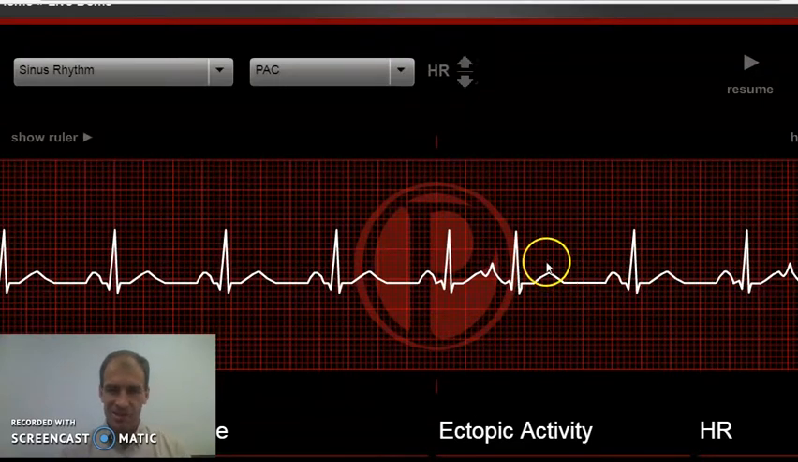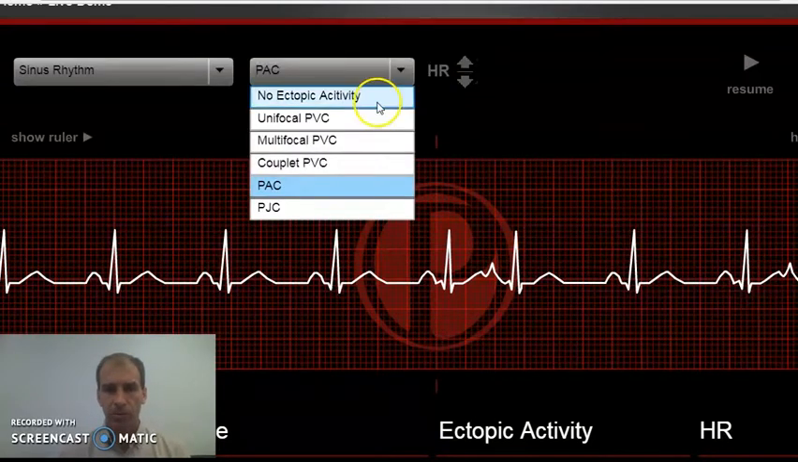I mean, okay, this didn't start at the SA node. It started somewhere else in the atria. Okay, but it still started in the atria. So yeah, it's going to look different. It's got a weird looking P wave here because it started somewhere different in the atria. But everything else is the same, right? AV node, the bundle branches, ventricles depolarizing, ventricles repolarizing, all that's the same. So because of that, the QRS looks normal, the T wave looks normal. It's just early. Okay, so that's a PAC.